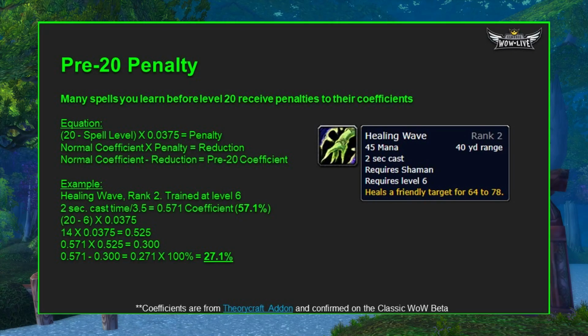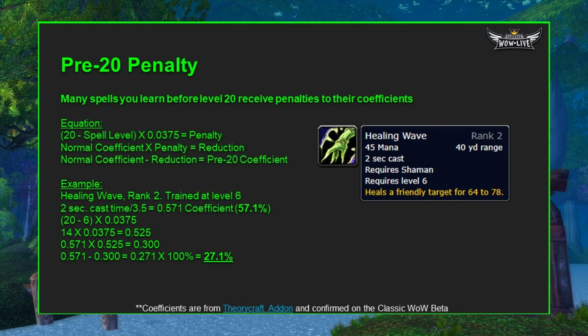Another very important thing we have to consider when downranking is that there's a pre-level 20 penalty. Most spells you learn before level 20 receive significant penalties to their coefficients. A good example is Healing Wave rank 2. The equation to figure this penalty out and to calculate the new coefficient is the number 20 minus the level you learned the spell, times 0.0375. That gives you the penalty. Now, if you multiply the normal coefficient, which you get from the cast time divided by 3.5, by that penalty, you get the actual reduction. So you subtract the reduction from the normal coefficient to get the pre-level 20 coefficient.